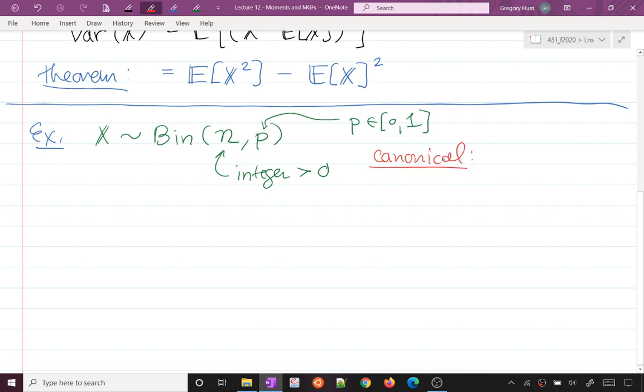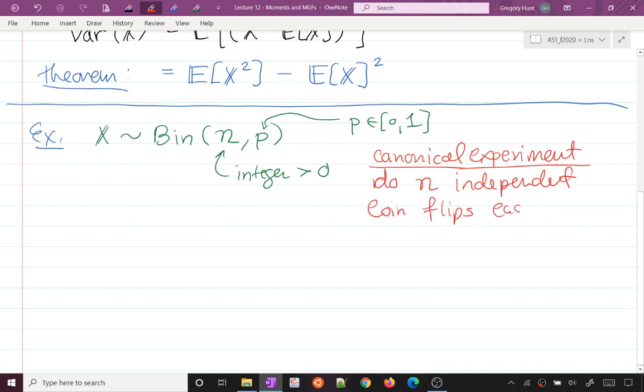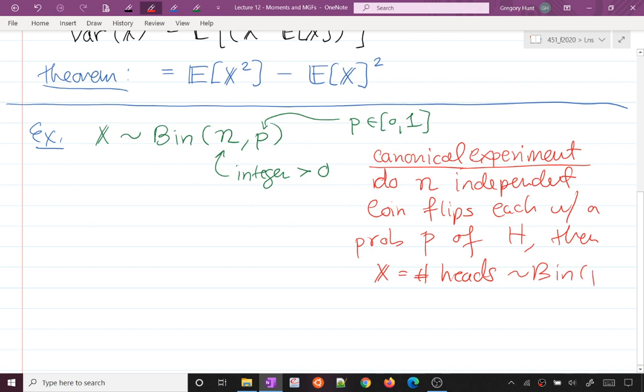And the canonical experiment that defines a binomial random variable is that if I do n independent binary experiments, yes-no experiments, let's call them coin flips, each with a probability p of a heads, then if X is the number of heads among all n of them, this is distributed binomial n, p.